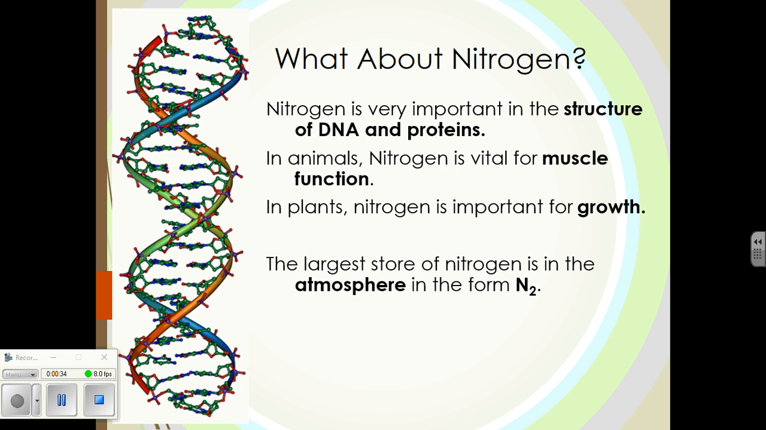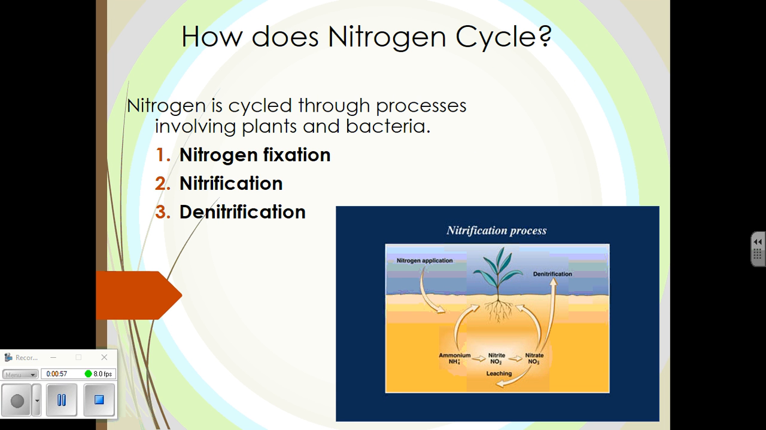The largest place we find nitrogen available to use is in the atmosphere in the form of N2. Nitrogen is a diatomic molecule. However, in this form, it's not accessible by either plants or animals. We can also find nitrogen in oceans, in the soil, and in waterways. So if basic nitrogen isn't available to plants or animals, how do we get to it? Well, there's three ways. There's nitrogen fixation, nitrification, and denitrification.